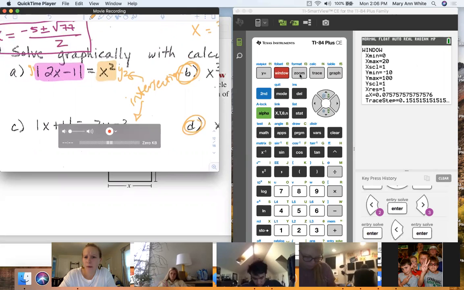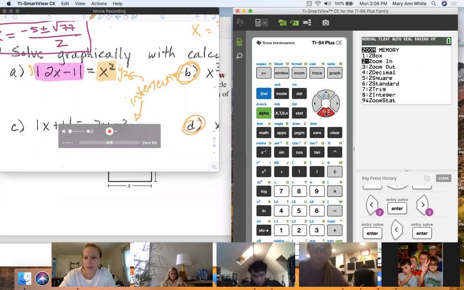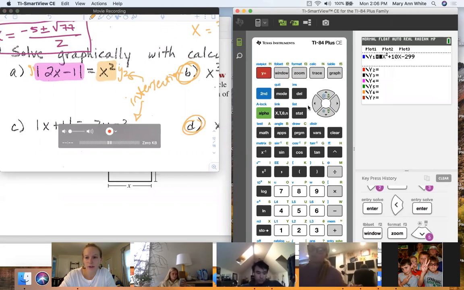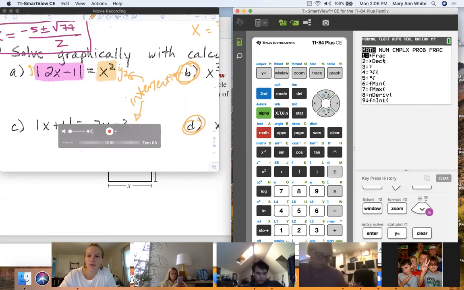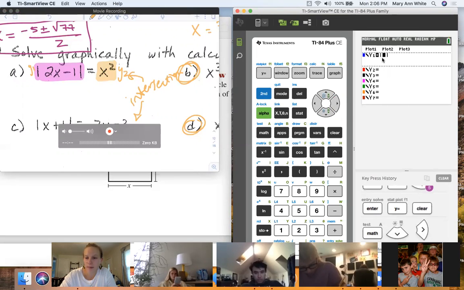I'm going to put my window back to normal. So I just think I'm going to do ZStandard, just so I have a normal window, because for the first one, I just want a normal window. I'm going to put absolute value of 2x minus 1. Absolute value is if you hit math and then scroll over to the NUM menu, then it's ABS. That means absolute value. So if I press enter there, wherever my cursor was before this, absolute values will show up. So it shows up in my y equals, and it has actual absolute values.